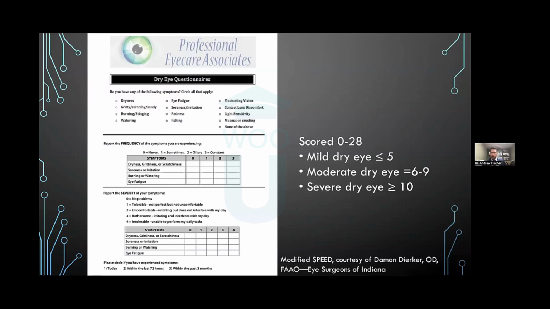This specific questionnaire, I believe, was made by Dr. Corbin and Dr. Blackie, and it does correlate a little bit higher with meibomian gland dysfunction compared to some of the other questionnaires. But again, I like it because it's short, it's easy to understand, and at least gives us a good starting point on this.